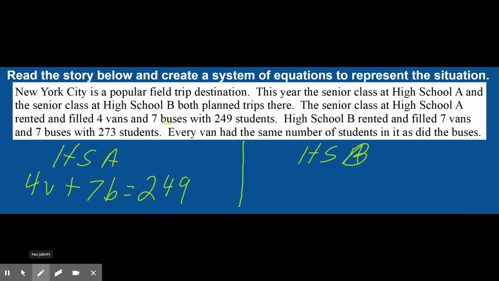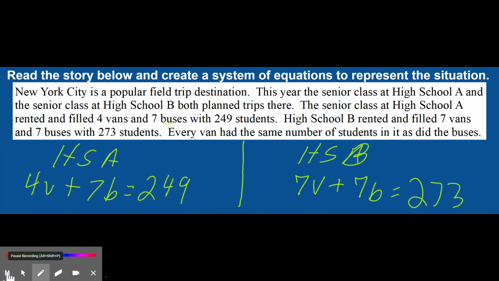And then we come over here and evaluate the second scenario. High School B rented and filled 7 vans plus 7 buses. So eventually we're going to take these two equations and try to figure out how many kids fit on a bus and how many kids fit on a van. But for now, we're just translating, and these two equations represent the situation of the story.